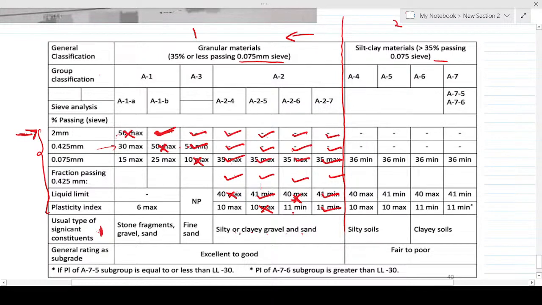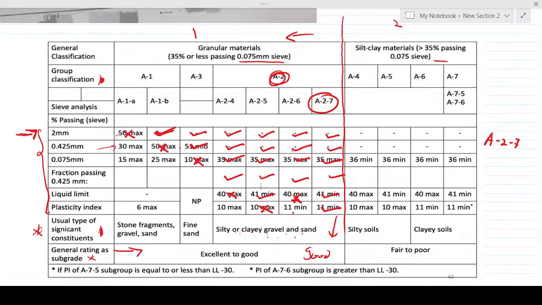So you say that the soil is silty or clay, gravel, or sand. If you have to classify based on the general ratings, we say that the soil is excellent to good. Since it's at the extreme end, if we are asked to classify based on the good classification, the soil lies under A2, but since it's at the extreme end, it is going to be A2-7. So this particular soil is A2-7 under the good classification. This is how you read from the AASHTO table.